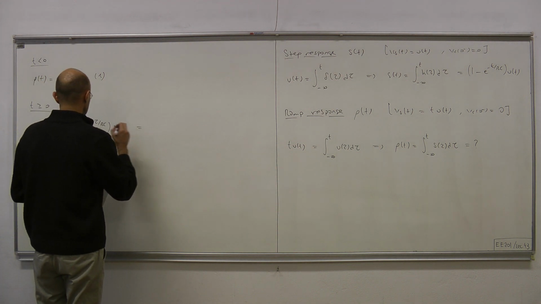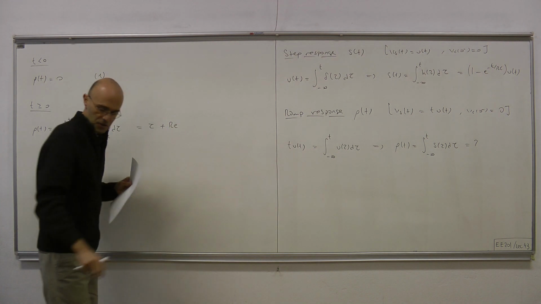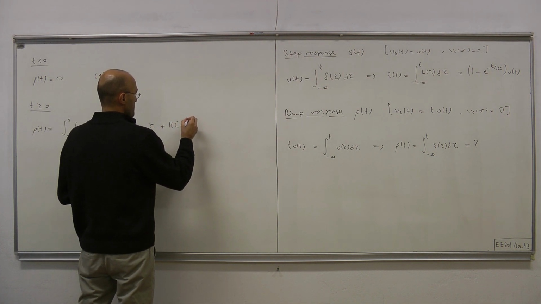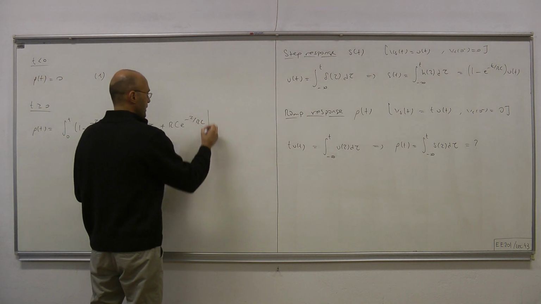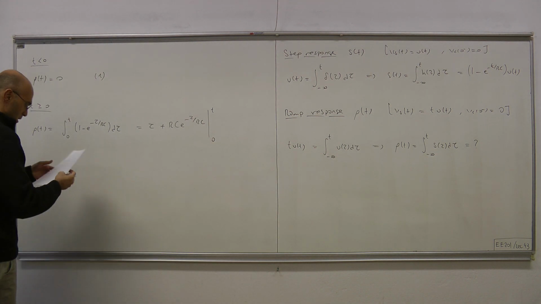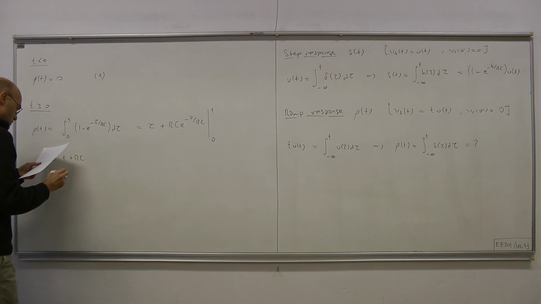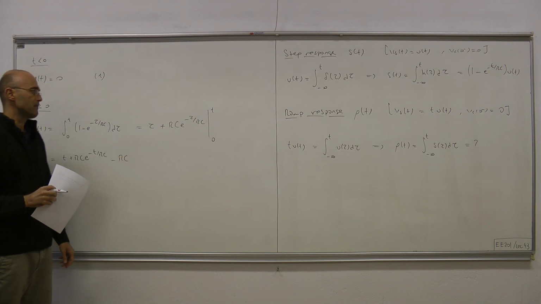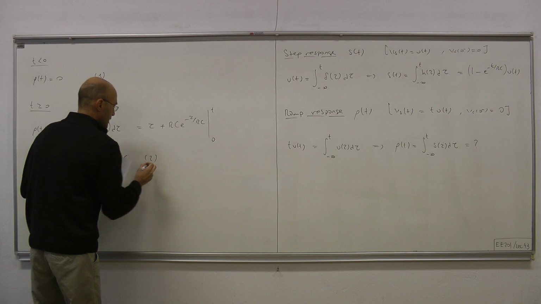So this equals tau plus RC e to the minus tau over RC, and we evaluate it from tau equals t to tau equals 0. And that yields t plus RC e to the minus t over RC minus RC. Let's call this equation 2.